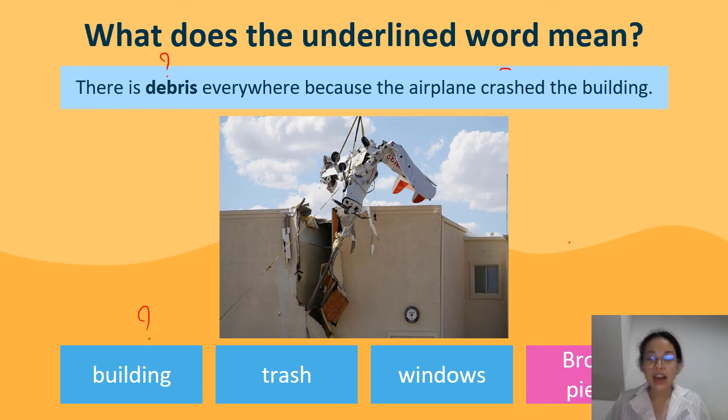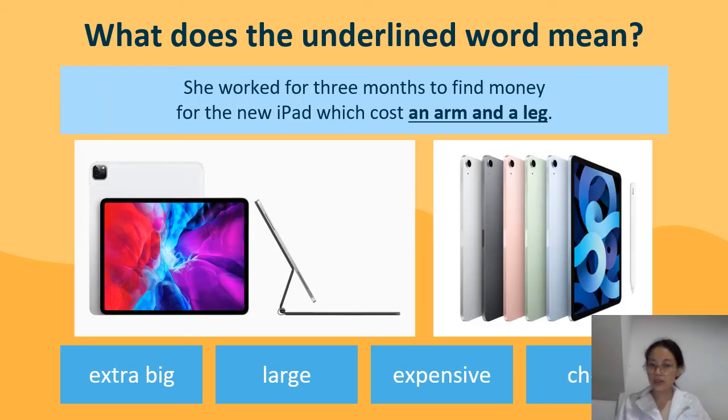broken pieces, because it is the result of the airplane crashing into the building, and it's a negative way because broken is negative. When your arm is broken, you feel hurt, you have a negative feeling, and broken pieces as well. It comes into small pieces, so it's not a good thing to have broken pieces everywhere. Next, let's see. Oh, a new iPad. She worked for 3 months to find money for the new iPad, which costs an arm and a leg.